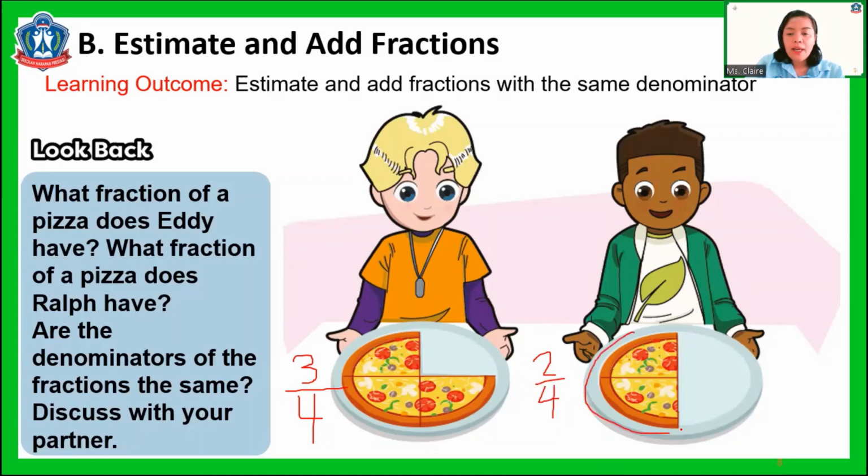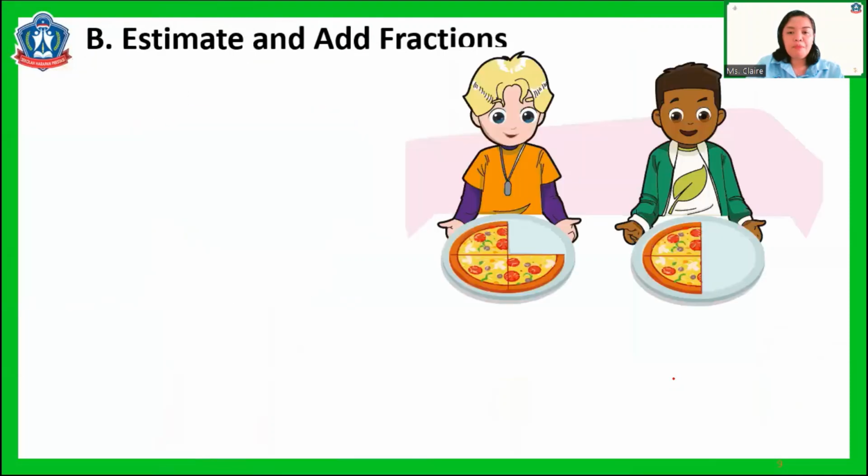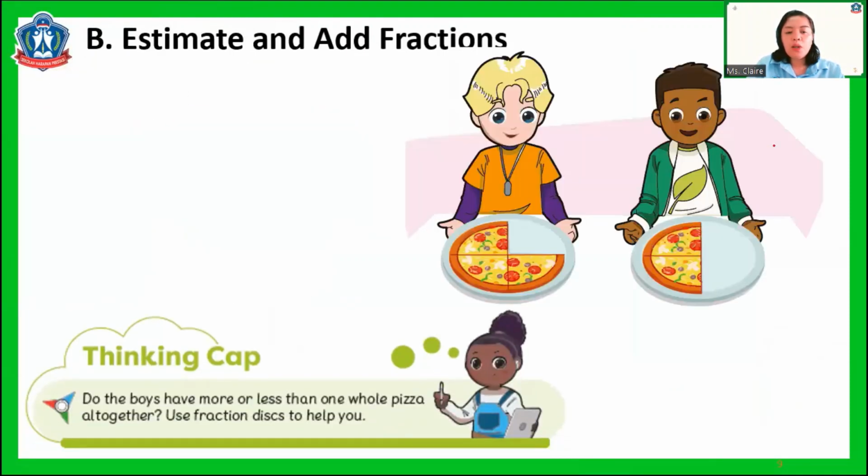Okay. This one is 2/4 or 1/2. This one, 1/2 or 2/4. So they have the same denominator if we use 2/4. But if we use 1/2, they have different denominators. 3/4 and 1/2, they have different denominators. So how are we going to add these fractions? Okay, now let's discuss this one by one. Do the boys have more or less than one whole pizza? If we add all together the 3/4 plus the 1/2, is it more than 1 or less than 1? If you know the answer before, share your answers during our class.